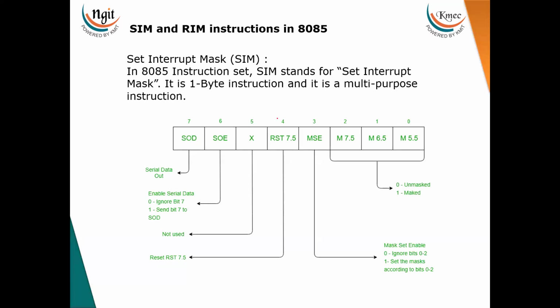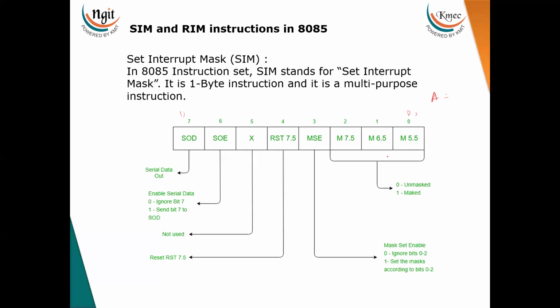Now it is a 1 byte instruction used for both purposes, to set the masks and to send the data serially out. Now if you see, this is A0, the 8-bit data, or 8-bit accumulator. We store this value into the accumulator and then use the SIM instruction. So this is the data stored in the accumulator, 8-bit data, that is nothing but D0 to D7. These are the total 8 bits.